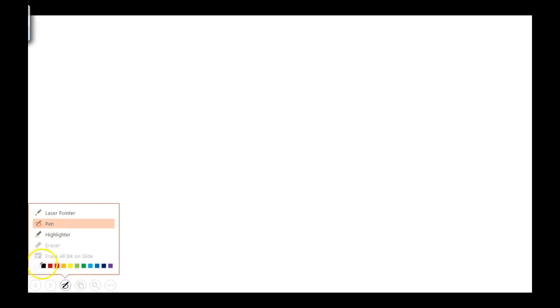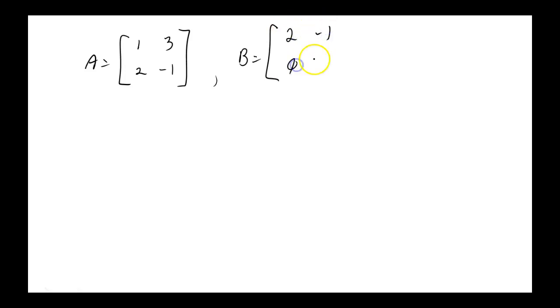All right, here's matrix A, a good old 1, 3, 2, negative 1. Okay, here's matrix B: 2, negative 1, 0, 2. What they are asking us to do is to multiply these two matrices, AB.